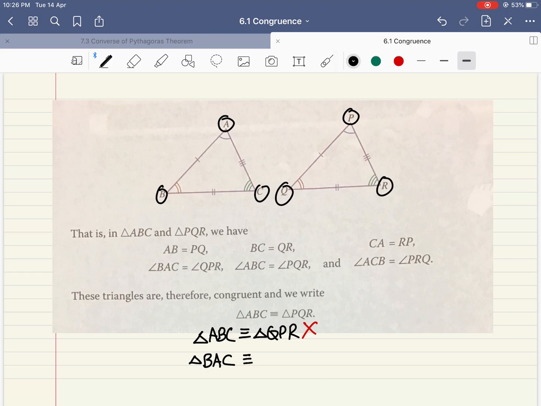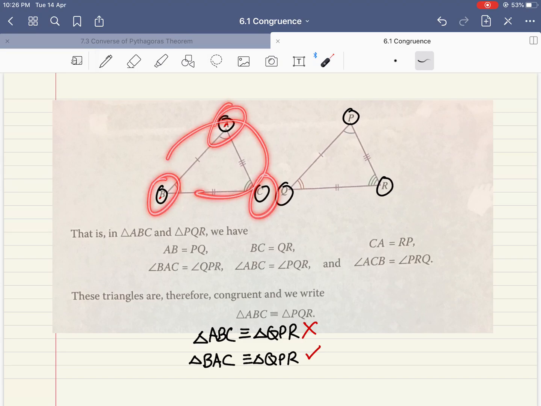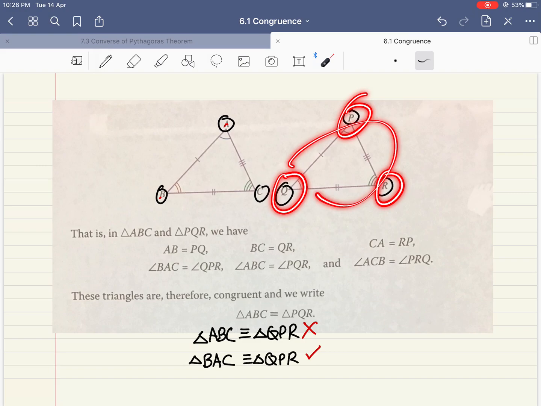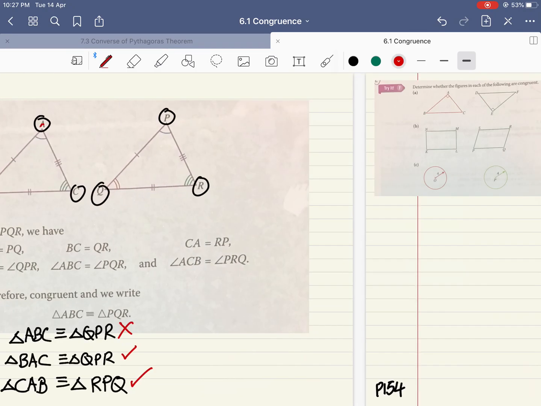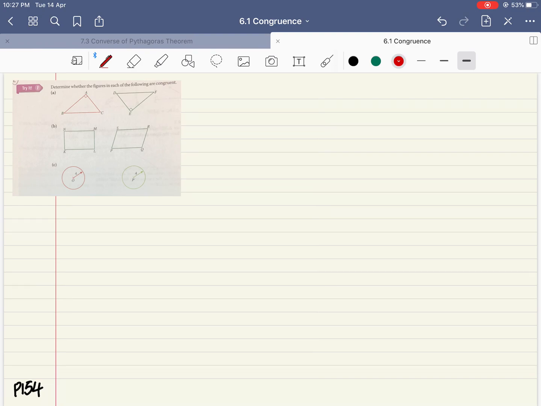Just to test out whether you understand this idea of order, if let's say I did triangle BAC is congruent to triangle QPR, are they congruent? Is this statement correct? Just take a short moment, think about it. In this case, the order of vertices BAC, I went this way, is congruent with QPR. I also went this way, so this is also correct. Another one I could say is triangle CAB is congruent to triangle RPQ. This is also a correct statement because the order of vertices is correct.